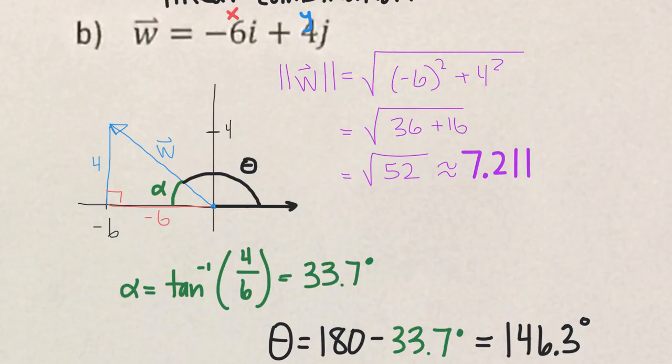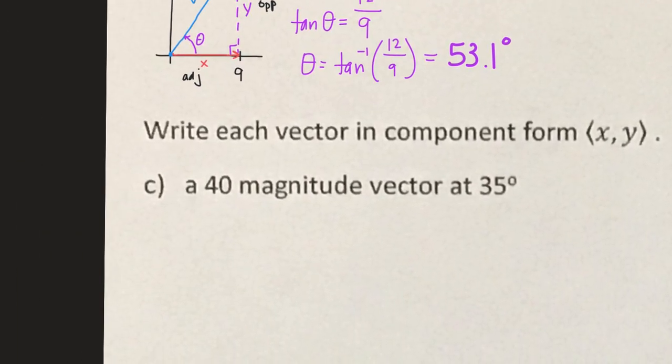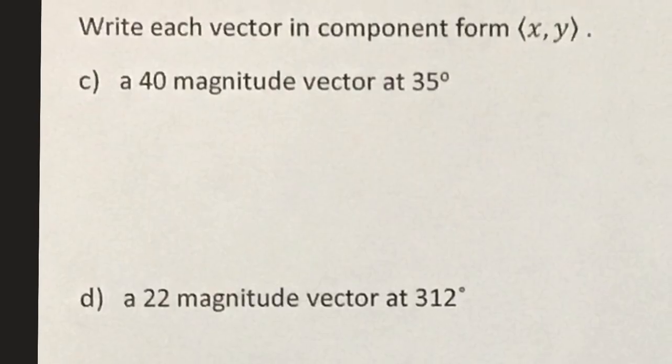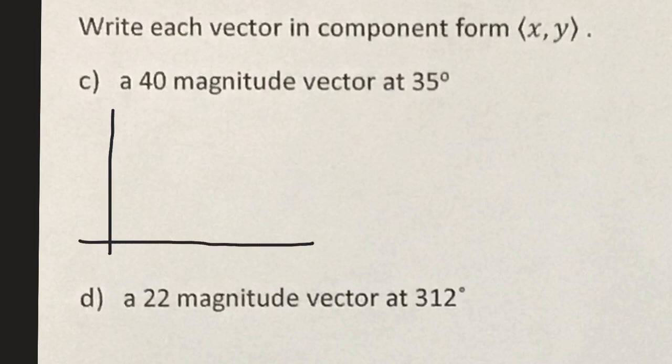Okay, so let's see if we can go the opposite direction. So these ones say write each vector in component form. So you're given a magnitude and a direction, and we want to write it as a component. So once again, let's go to our xy axis. Okay, so we have a 40 magnitude vector at a 35-degree angle. So we're going to come up from the positive x-axis 35 degrees, and your vector is going to be however long you want to make it. So 40 is the magnitude of this vector.